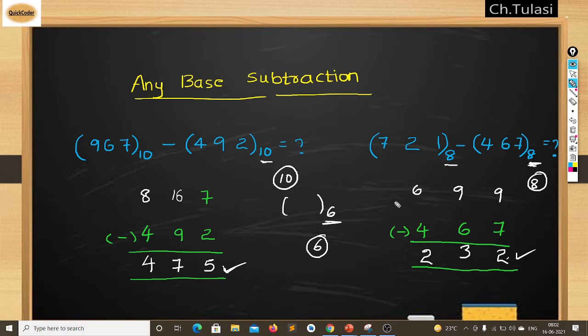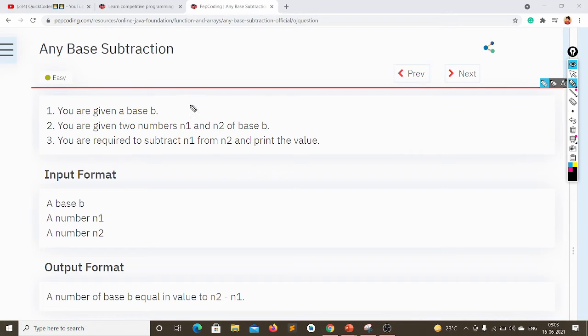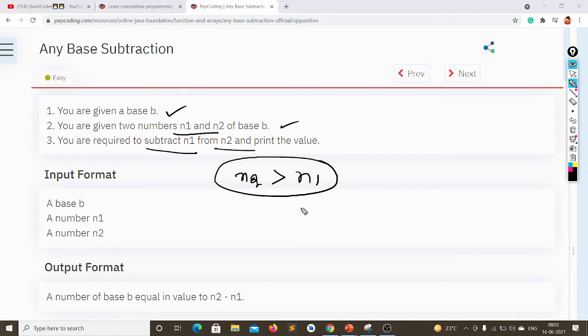Okay, let's see what is given in the question. They gave a base b and two numbers n1 and n2 of base b, and you have to subtract n1 from n2. It means n2 is always greater than n1. So let's imagine that n2 is always greater than n1. That's it about the question. Let's get into coding now.